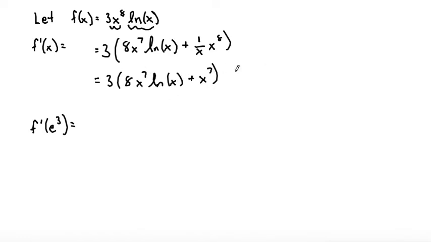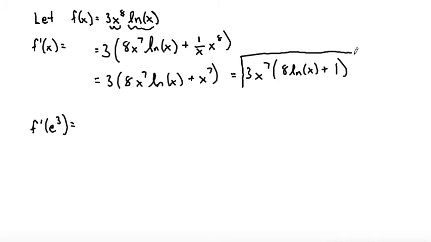If we factor out the x to the power of 7, we get 3x to the power of 7 times 8 ln of x plus, if we factor out an x to the power of 7, we need to keep a 1 there to keep the term still there if we were going to distribute back in. So I would put this as the derivative. Looks pretty simplified to me.